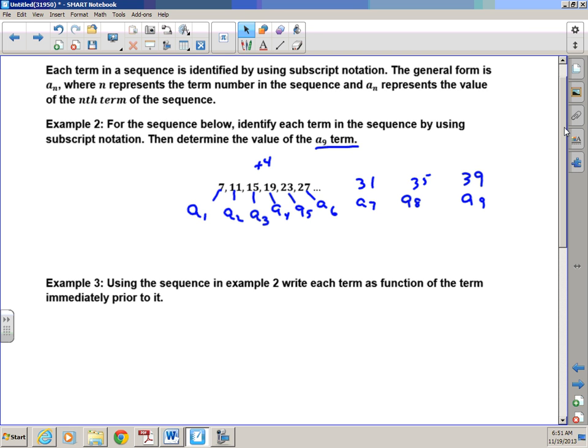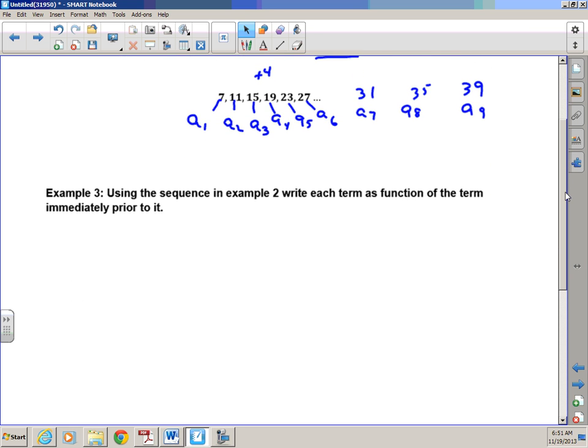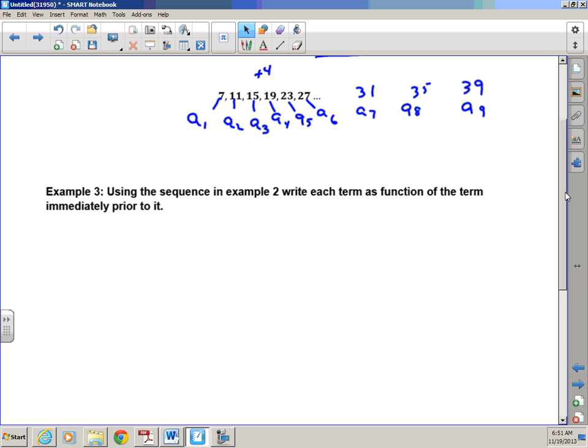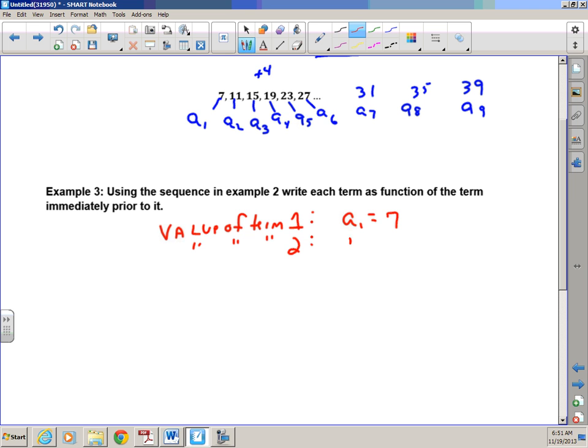Now, using the sequence that we just had above, let's write each term as a function of the one immediately prior to it. So let's show you what we're talking about. The value of term 1, excuse me, A1 is 7. The value of term 2, which is A2, is A1 plus 4.